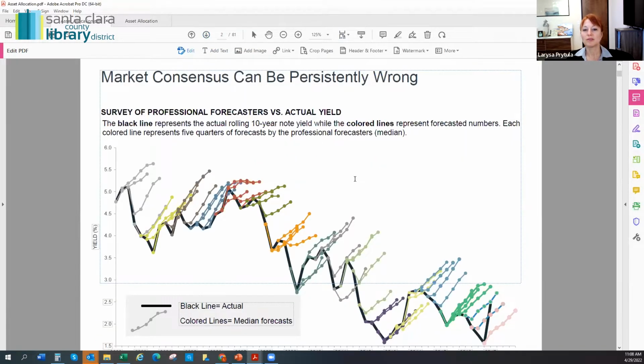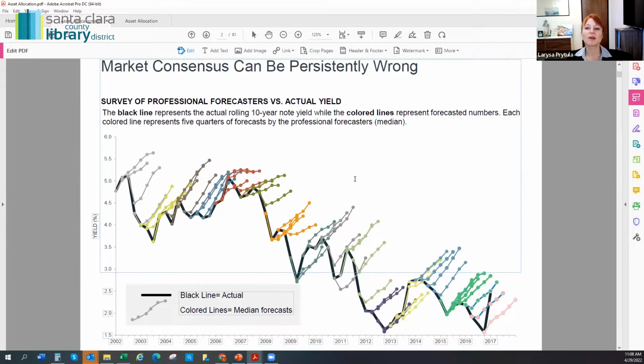So this is the survey of professional forecasters versus actual yield. So let's talk about interest rates. It's on everybody's mind and everybody's agenda. So people talk about rates a lot, and they try to set expectations for what the interest rates or yield will do in the next 6 months, in the next year. And unfortunately, it's very difficult to predict.